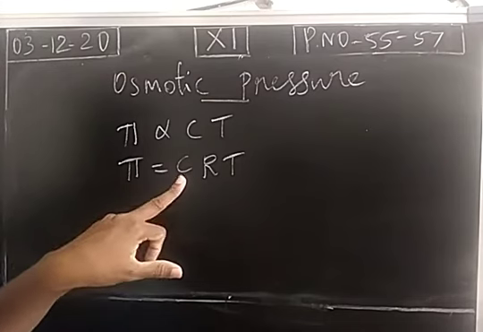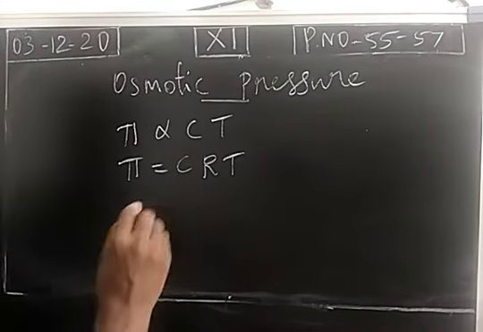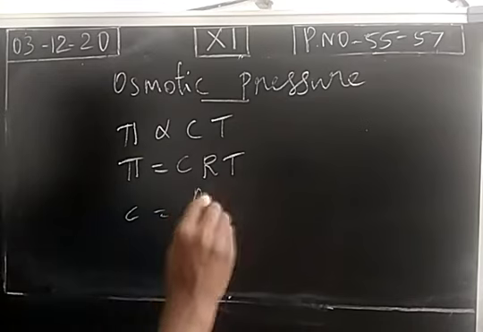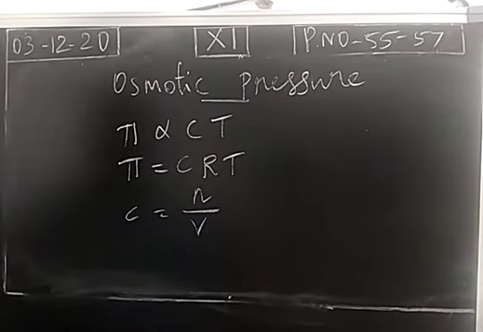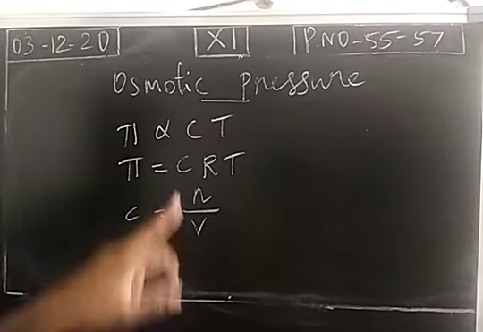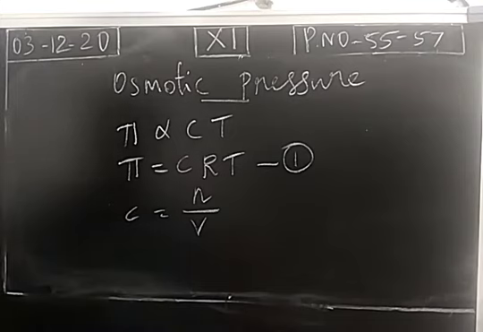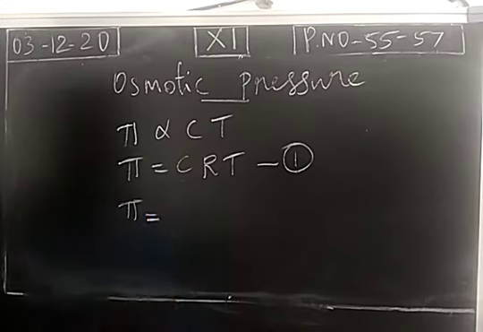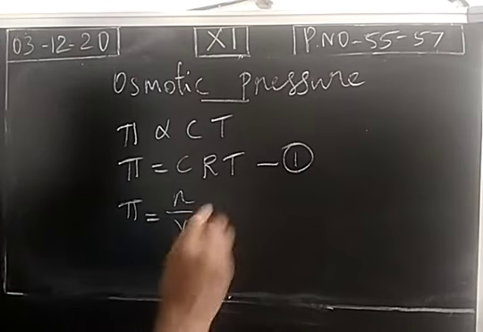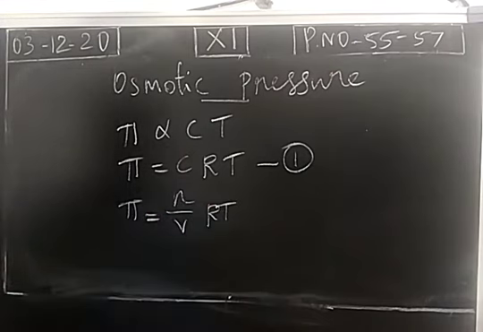In the chemical equilibrium lesson, we already studied that the concentration of a solution is nothing but the number of moles divided by the total volume of the solution. N is the symbol for number of moles, and V is the total volume of solution in liters. So we may substitute N by V in this equation. In equation 1, we substitute the C value as N by V, so pi equals N by V into RT. This is equation number 2.